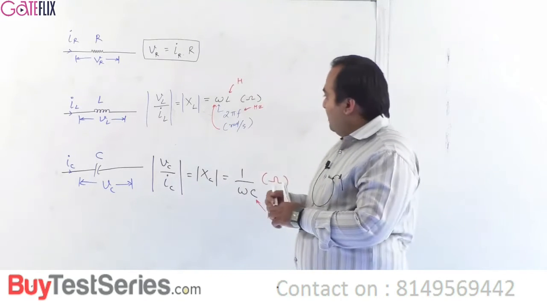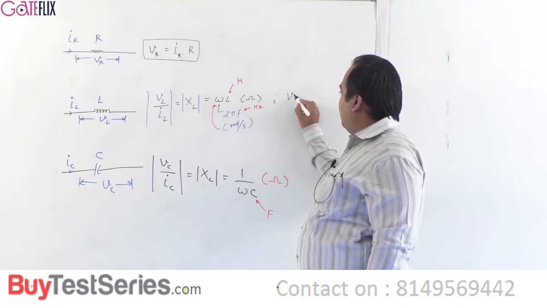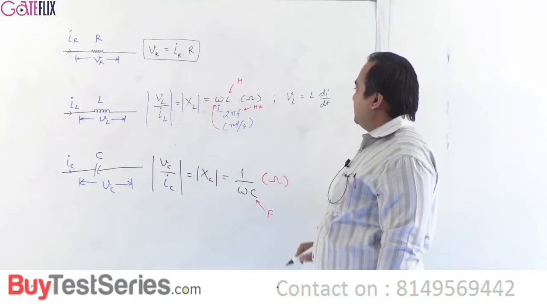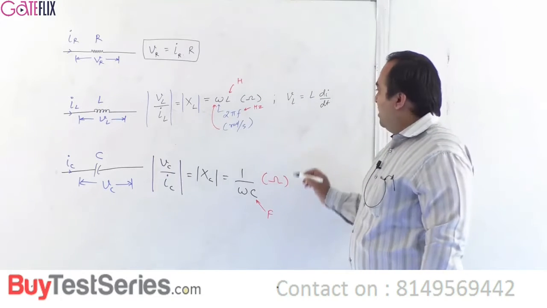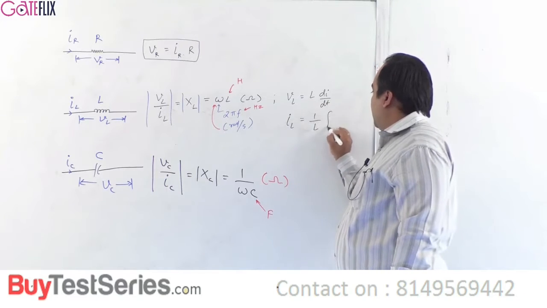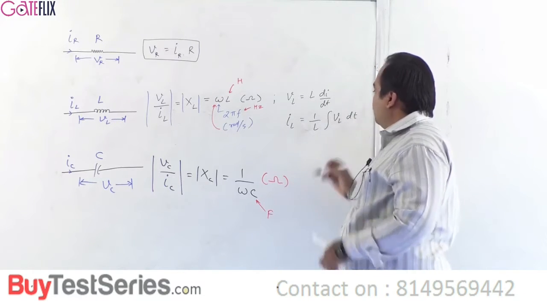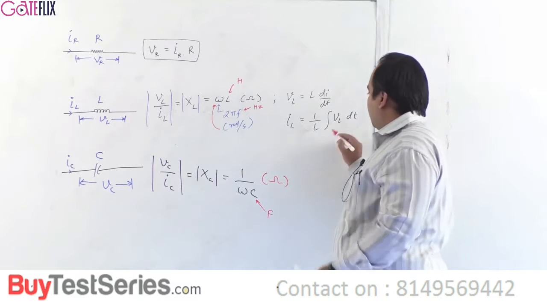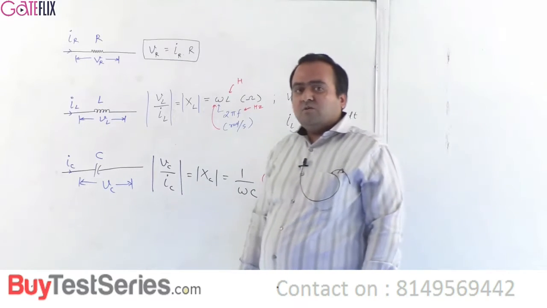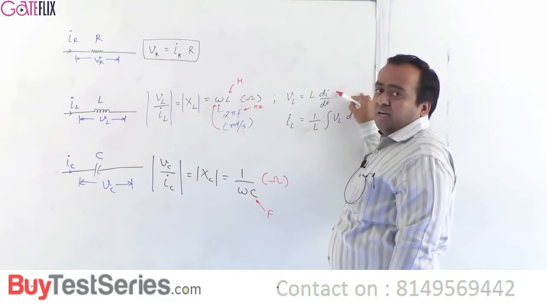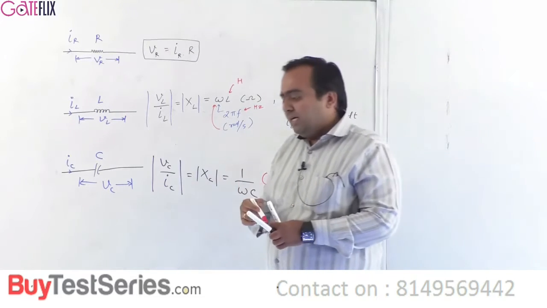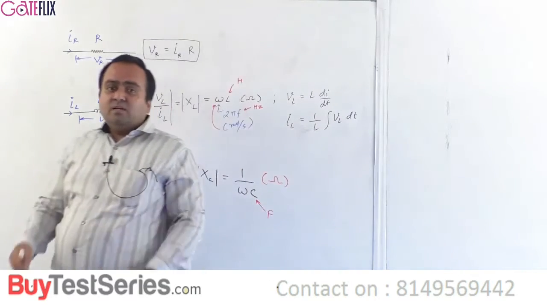Why? Because we have the general relations VL is L di by dt. This is the relation. Alright. Or the current through an inductor is 1 by L integration of VL dt. So if one becomes a sine term, the other becomes a cosine term, because differentiation of sine is a cosine. So if I is sine omega t, it will be corresponding to cos omega t, and sine omega t and cos omega t already have a 90 degree phase shift among them.